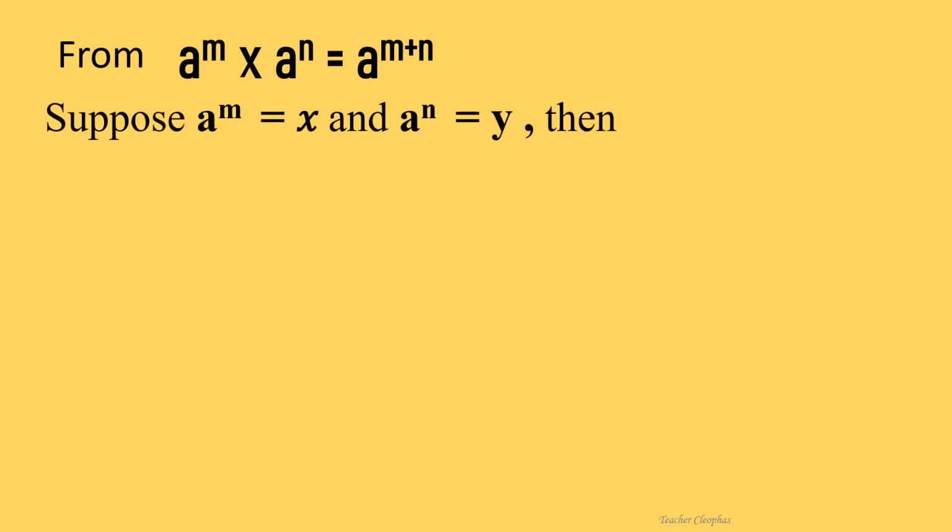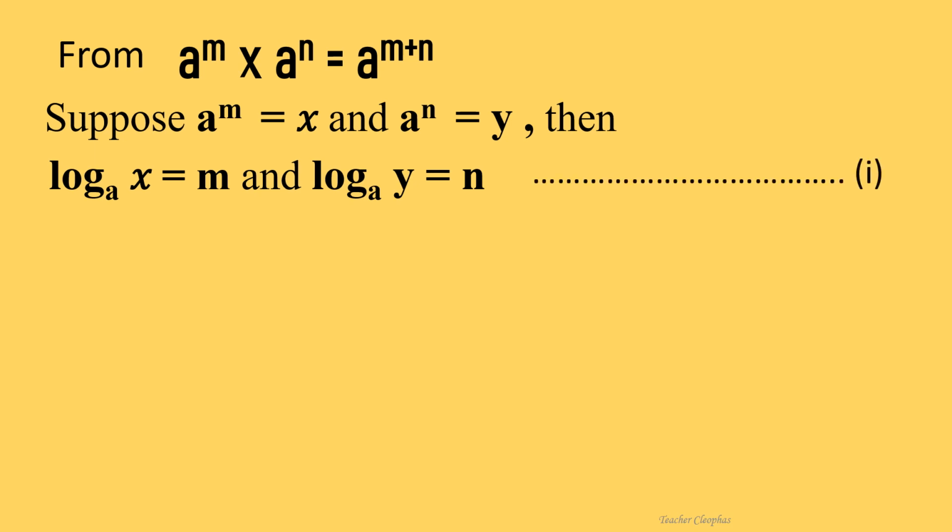From the first law of indices that states that a power m times a power n equals a power m plus n, suppose we let a power m be x and a power n be y. Then expressing a power m equals x and a power n equals y in logarithm form, we would have logarithm of x to base a equals m and logarithm of y to base a equals n. Let this be our first equation.